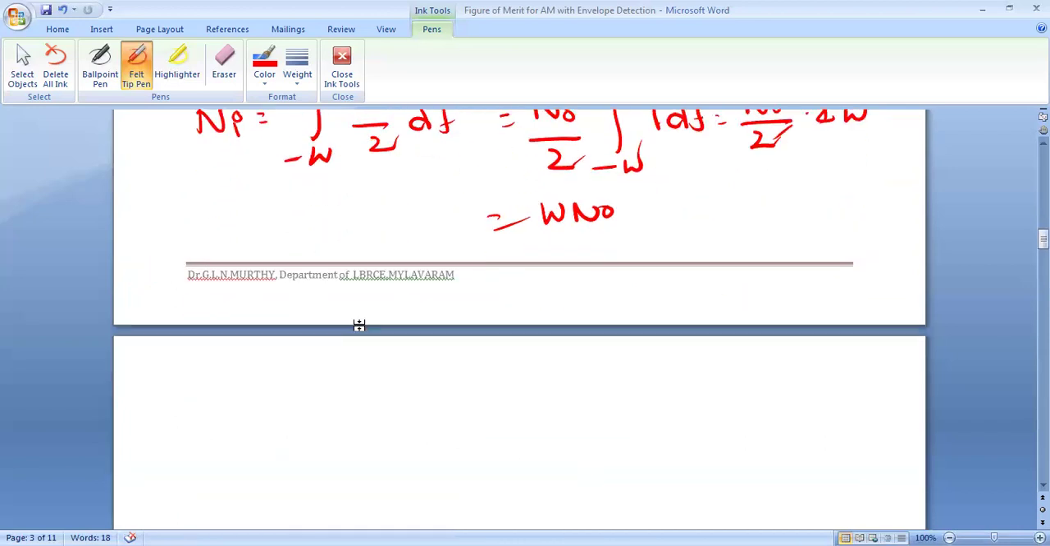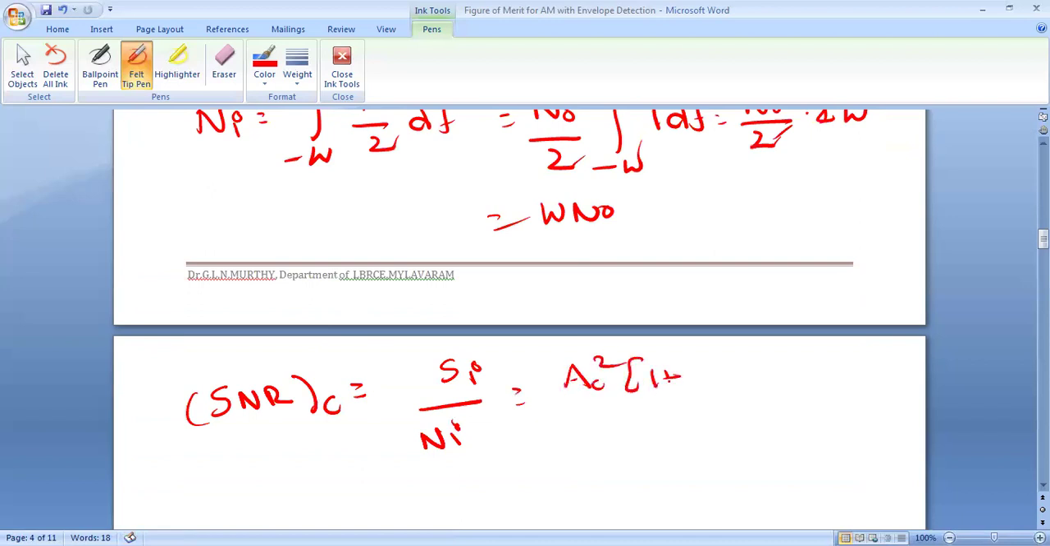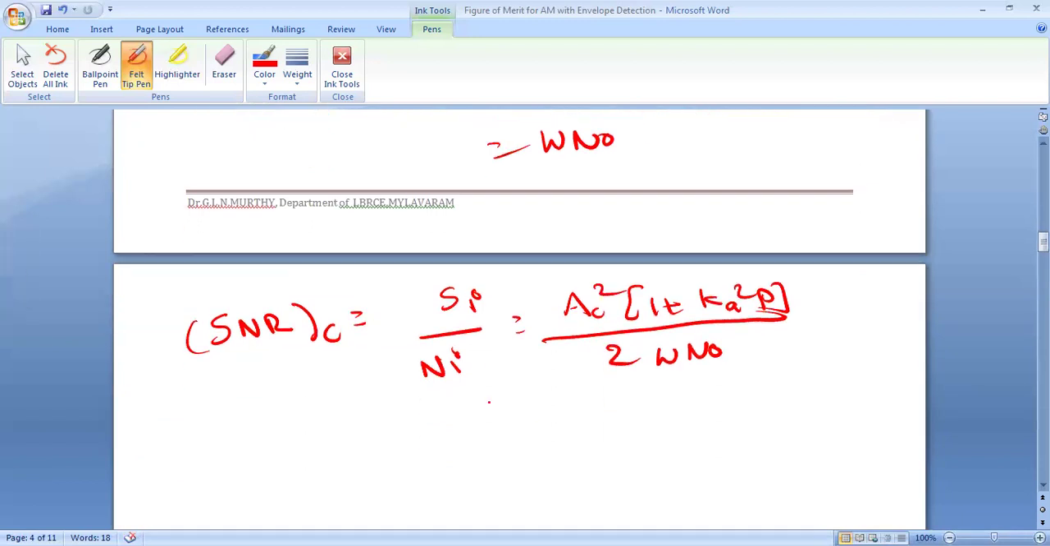So we have estimated the input signal power, and we have also estimated the input noise power. Now, the signal to noise ratio at the channel output can be denoted as Si by Ni. That is equal to AC square into (1 plus Ka square P) by 2 W N naught. This is for DSB-FC AM.